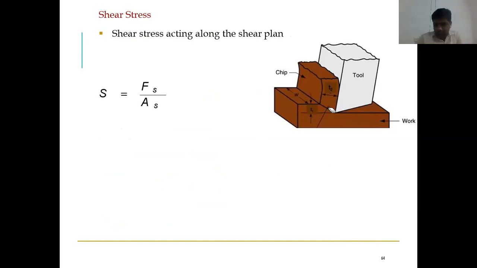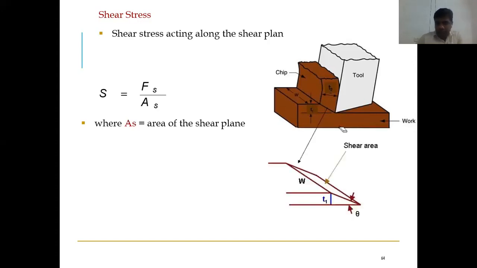So this area. If you know the shear force, previously we calculated the shear force, right? So the shear force divided by As gives you the shear stress the material is undergoing during deformation. What is As? As is nothing but the area of the shear plane. So how do we calculate the area of the shear plane? This is a typical shear plane. Just try to magnify this one. Let me remove everything else.